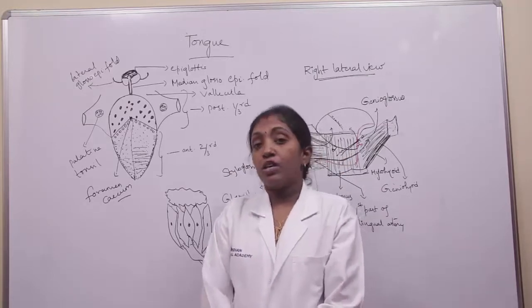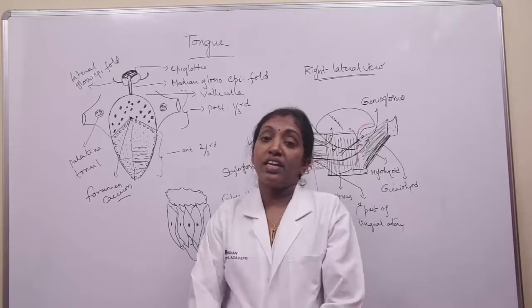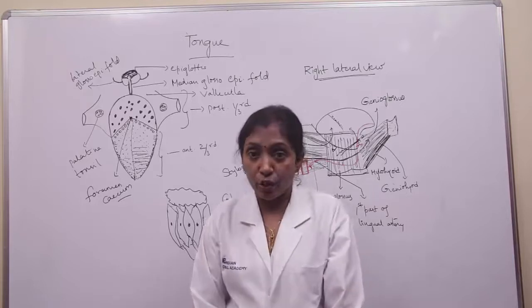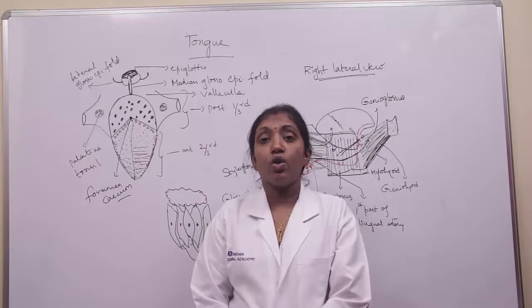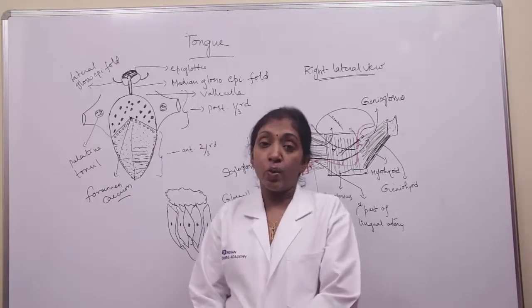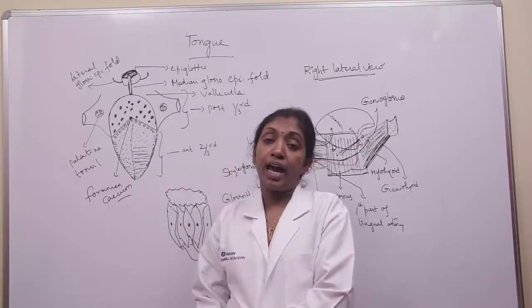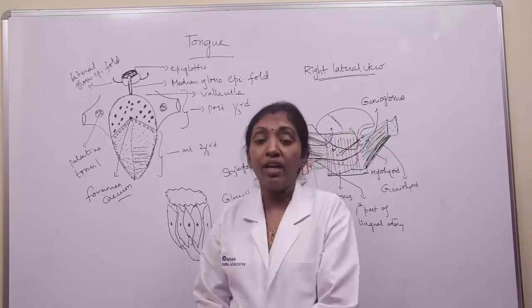And coming to the secretomotor nerve supply, the preganglionic parasympathetic fibers reach the tongue from the superior salivatory nucleus. From the superior salivatory nucleus, they pass through the facial nerve, chorda tympani branch of the facial nerve and lingual nerve, and from the lingual nerve they relay in the submandibular ganglion. From the submandibular ganglion, the postganglionic parasympathetic fibers reach the tongue through the lingual nerve.